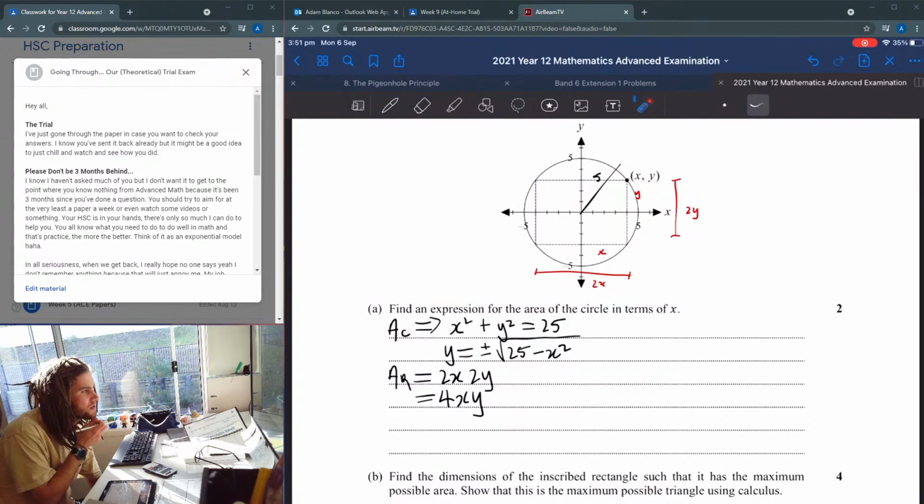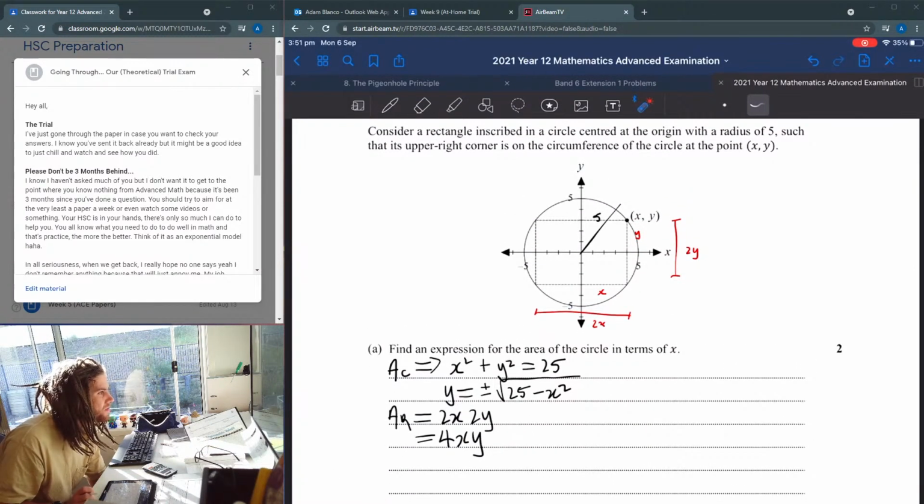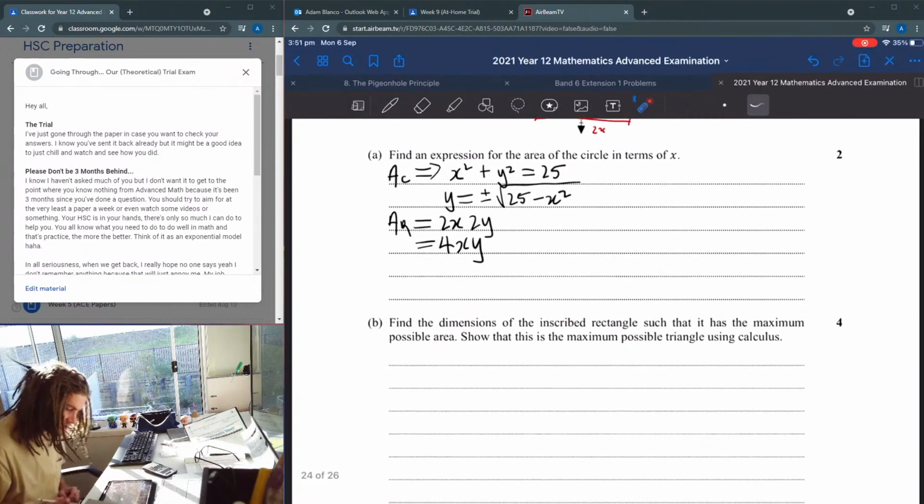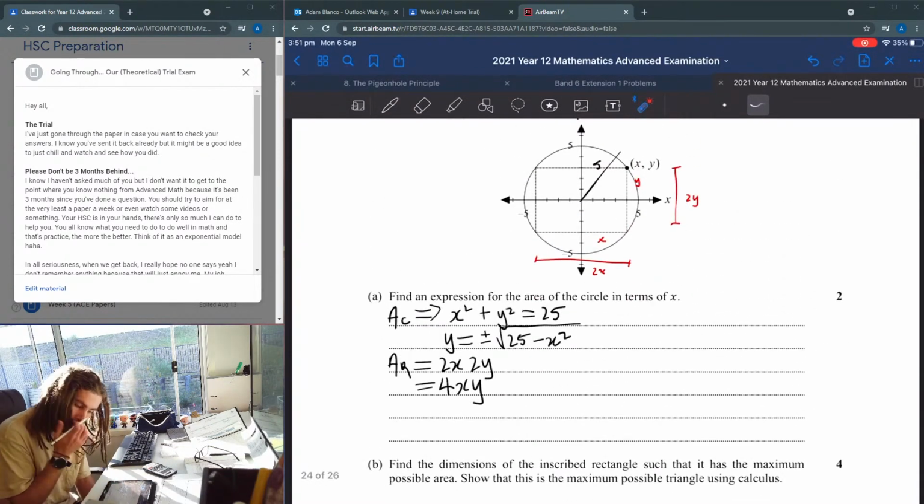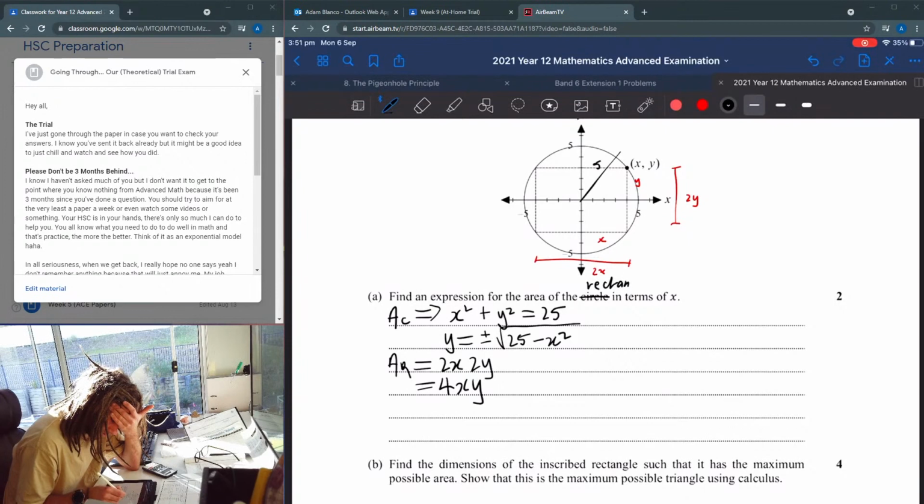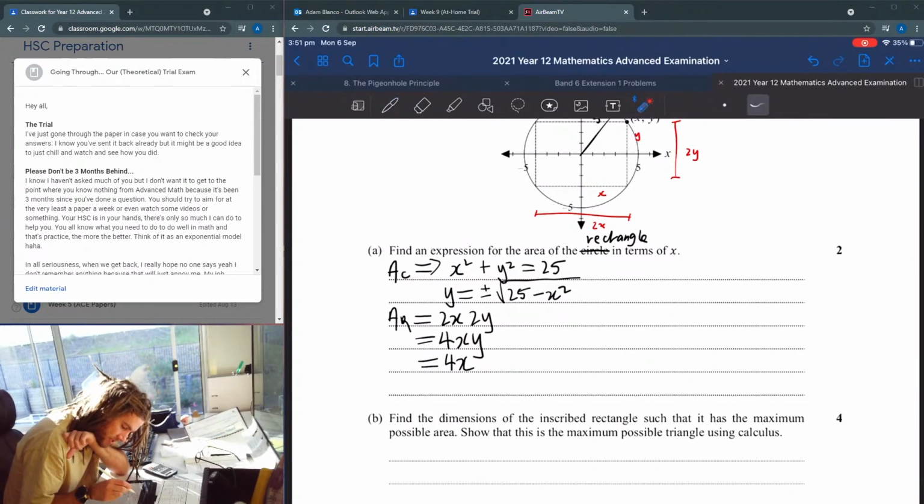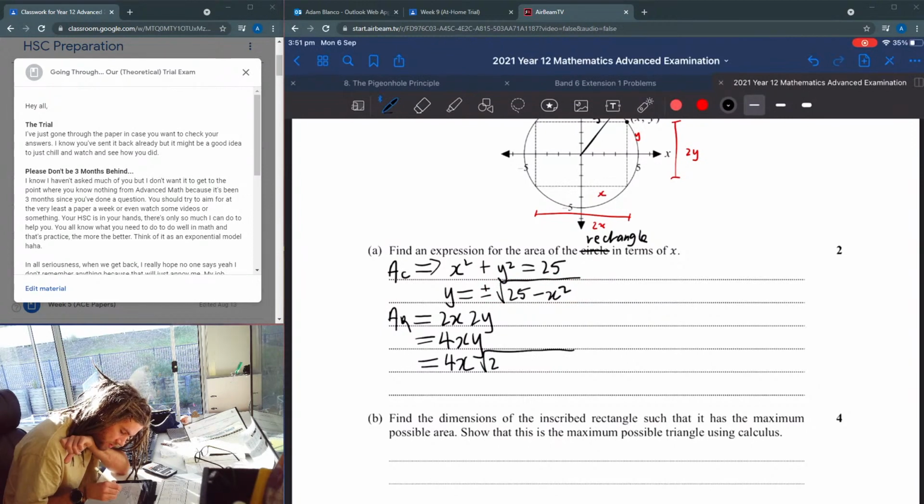Do the rectangle in terms of x. Oh, that's so interesting. The solutions say the area of a rectangle, but the question says the area of the circle. What's the next one say? Yeah, the dimensions of the inscribed rectangle. Okay, this question's written wrong. Oh, that's meant to be rectangle. Because then you just go 4x, and I already know what y is, it's all of this. So square root of 25, and use the positive because we're looking at an area, and that's your 2 marks.